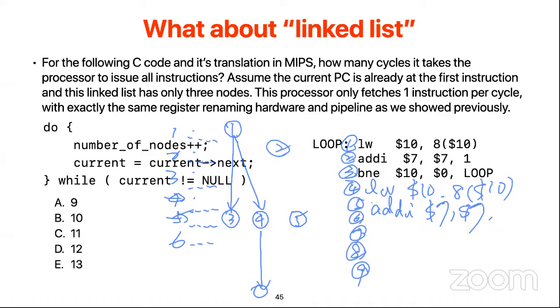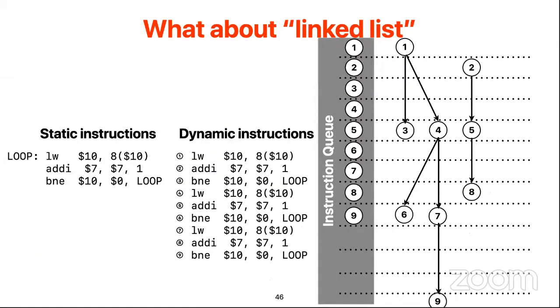So here's the thing. If you draw the data dependency graph like this, you will figure out this is the sequence of execution, and it would take 10, 11, 12, 13 cycles to put these instructions into execution. It's only 9 instructions, but takes 13 cycles to execute. So you know how bad the performance of a linked list is. All right, thanks both of you.